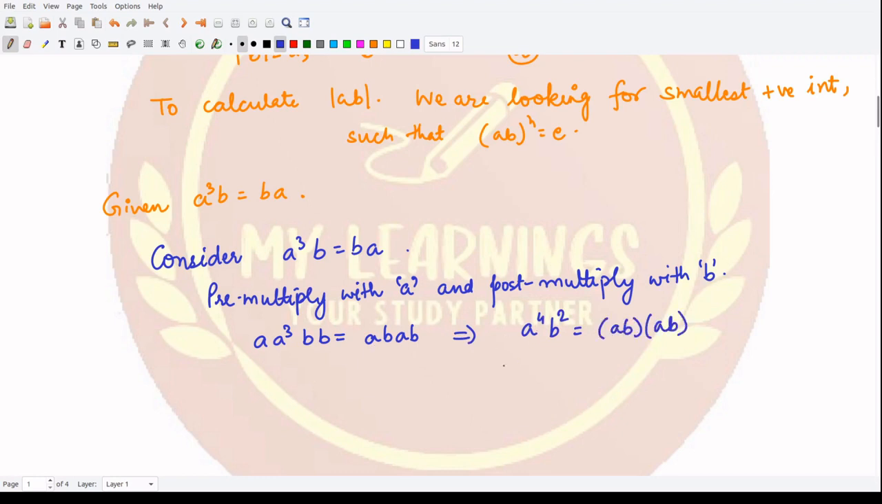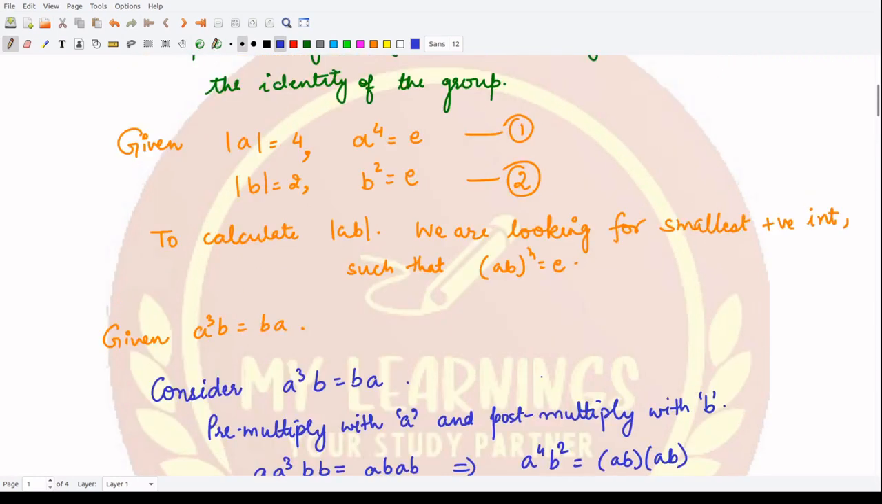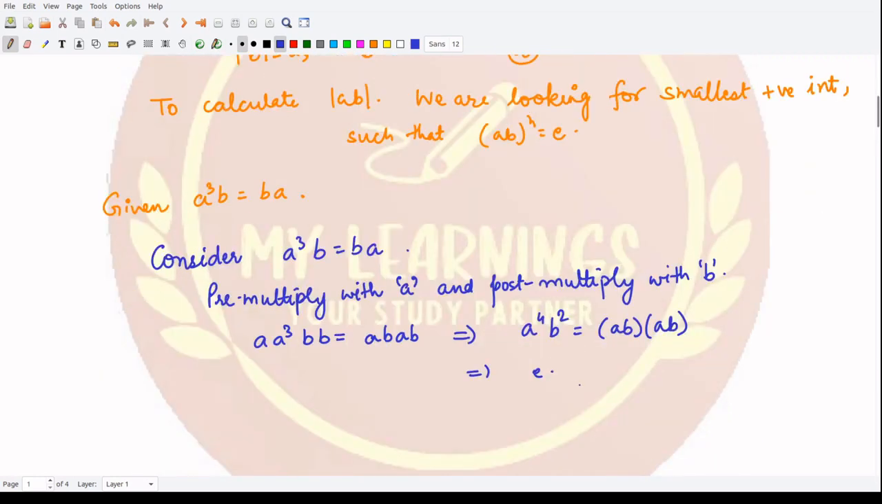Now what is A raised to power 4? It is equal to E according to equation 1. And what is B raised to power 2? It is also equal to E according to equation 2. And the right side you can write as AB whole square. Using 1 and 2, identity into identity is identity. So you obtain AB square is equal to identity.